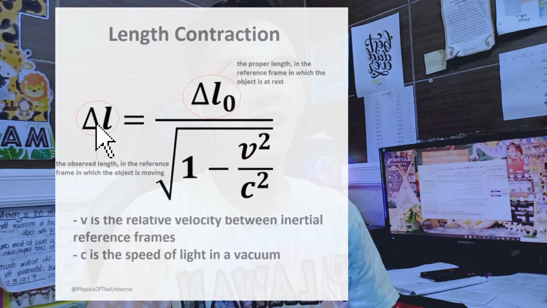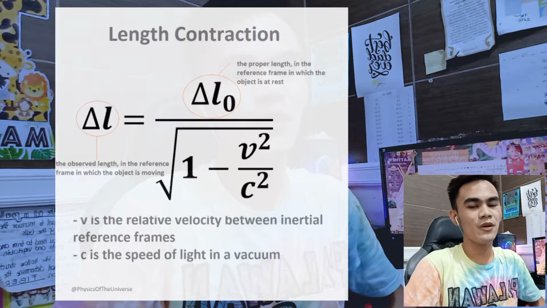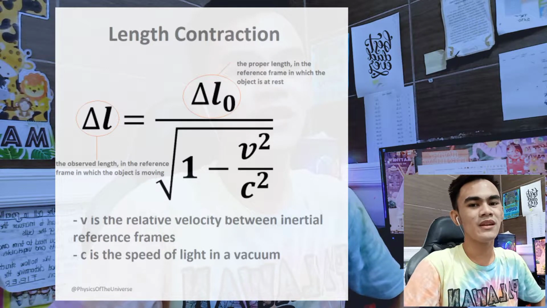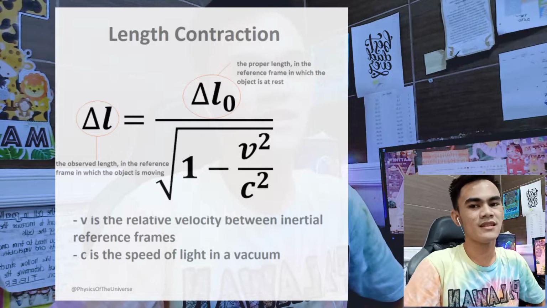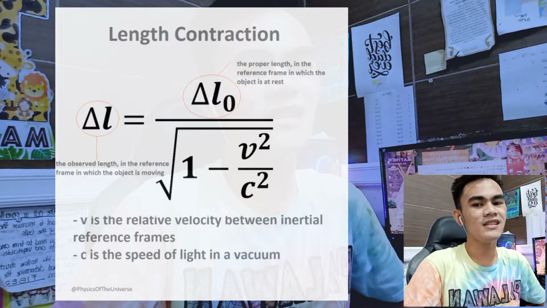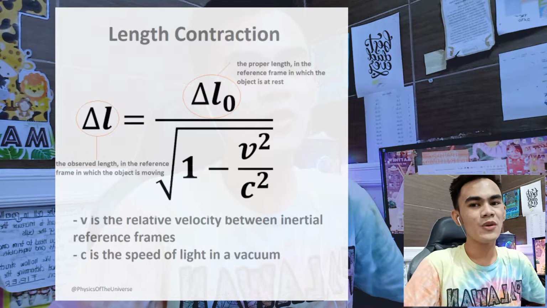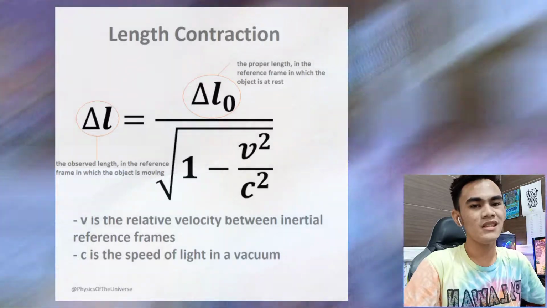We have our equation. L represents the length measured from an observer outside the frame of reference. LO is the length measured from an observer inside the frame of reference. V is the speed of the object and C is the speed of light. We have L is equal to LO square root of 1 minus V squared divided by C squared.